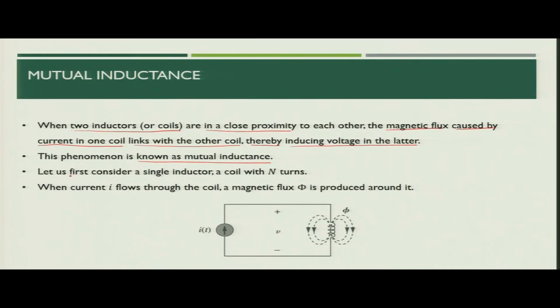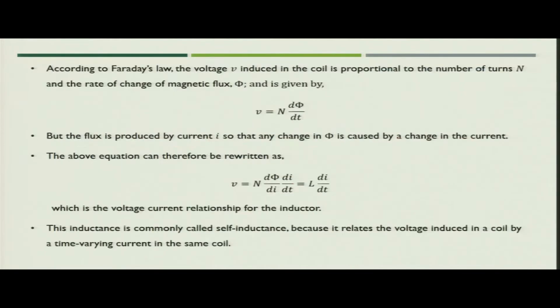Now, let us first consider a single inductor, where the coil has N number of turns. When the current I flows through the coil, the magnetic flux phi will be produced around it. If you see the figure, the current I is flowing in the inductor and flux phi is generated. Because of that flux, you will have the voltage V induced. Now, how will the voltage be induced?